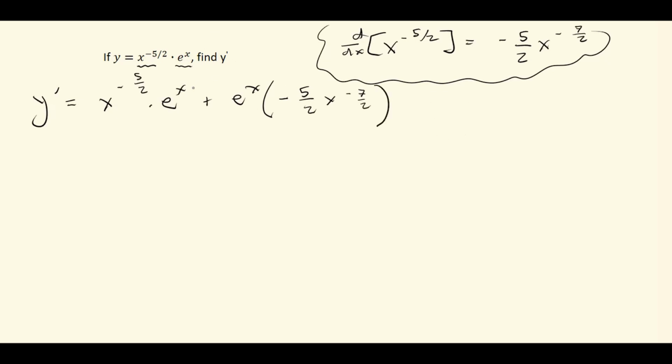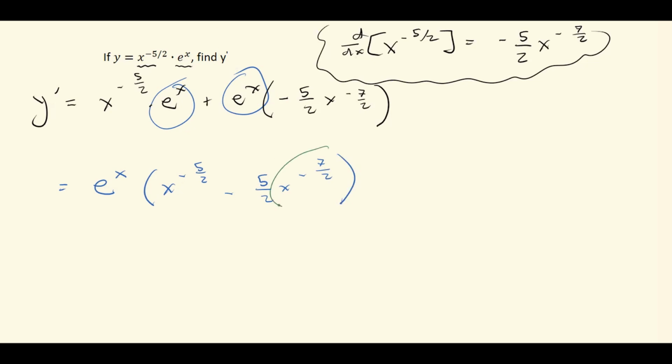And then we see that we can factor out an e to the x. Doing so, we get e to the x times x to the negative 5 over 2 minus 5 over 2 x to the negative 7 over 2. And then we can go ahead and factor out an x to the negative 7 over 2 because it's the smaller one out of these two x's. So we'll go ahead and do that.